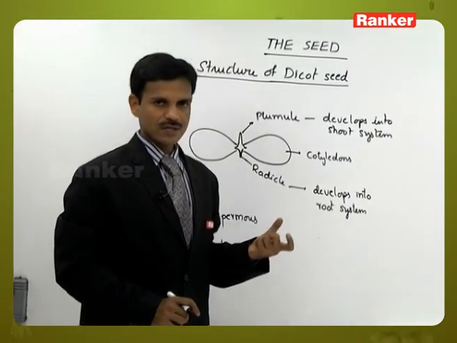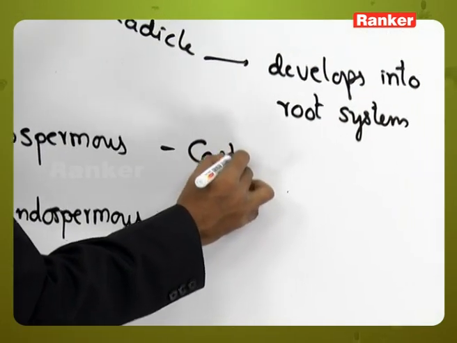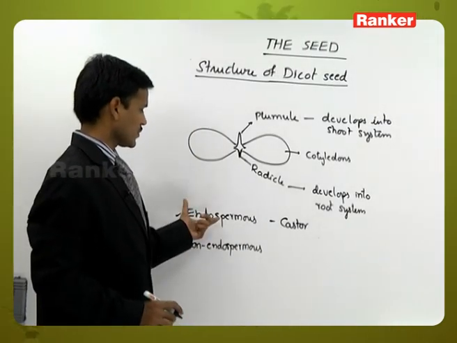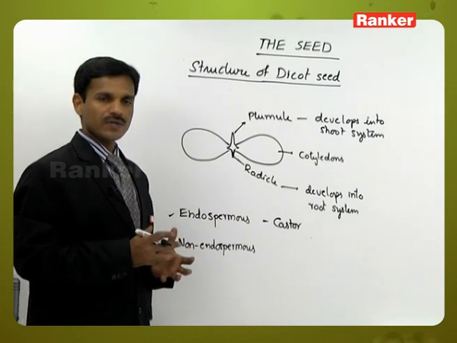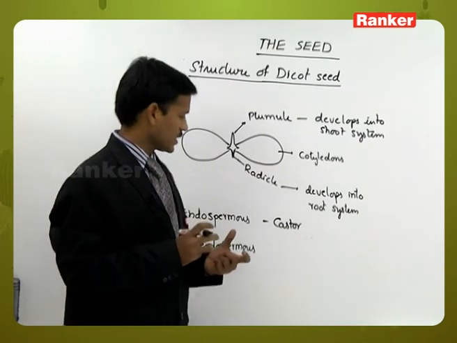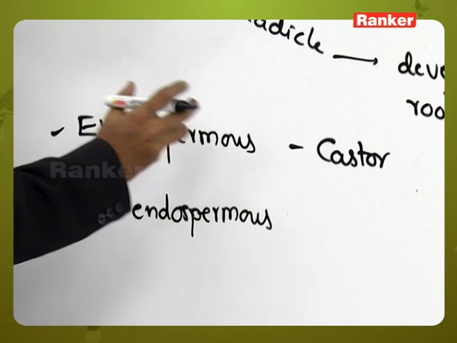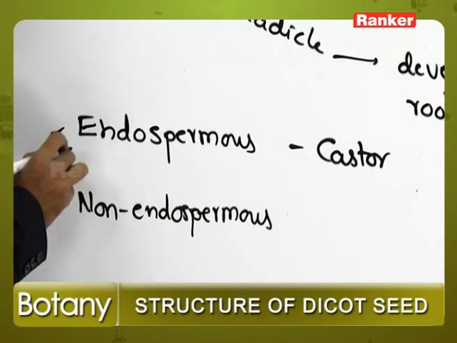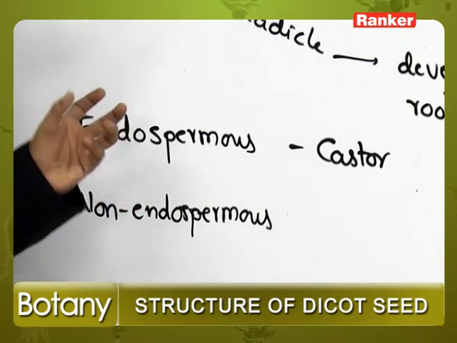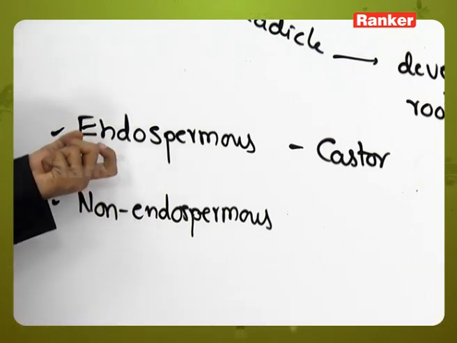Endosperm is present in some seeds, like in castor. In the castor plant, endosperm is present. So even after the development of the embryo, some endosperm is remaining. If the endosperm is present in the seed, that is called an endospermous or albuminous seed. And non-endospermous seeds, generally dicot seeds, are not storing the endosperm.